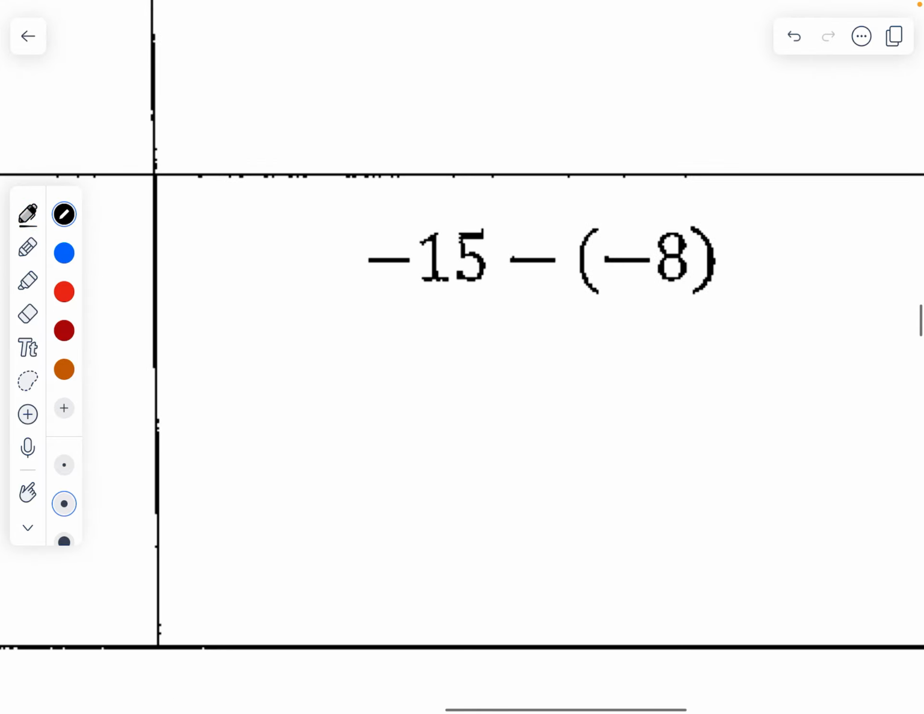Another one of these type of problems. I got a double negative here, or a minus and a negative. Now these have different signs because we have a negative 15 and a positive 8. So we got to subtract them. And 15 minus 8 is 7. Keep the sign of the higher number. That is a negative 8.